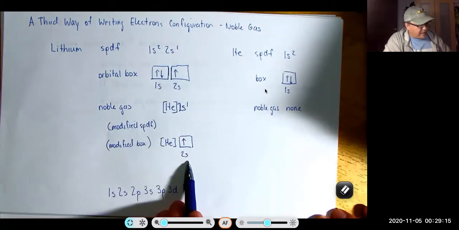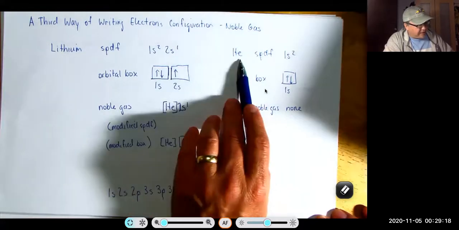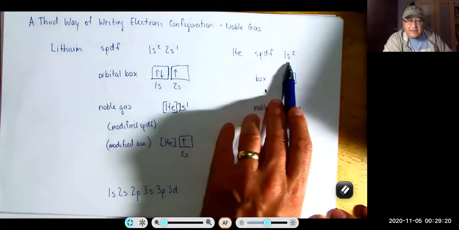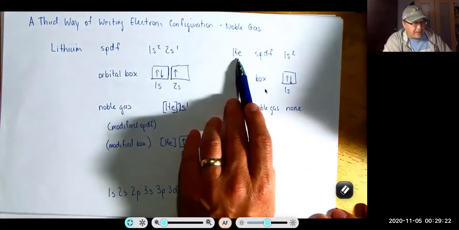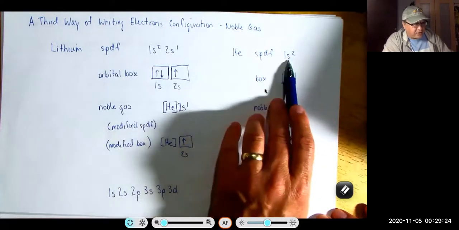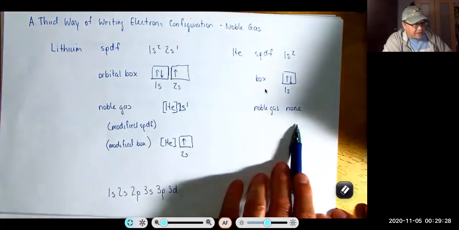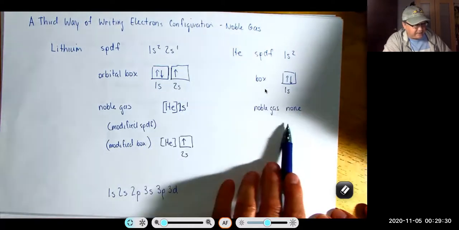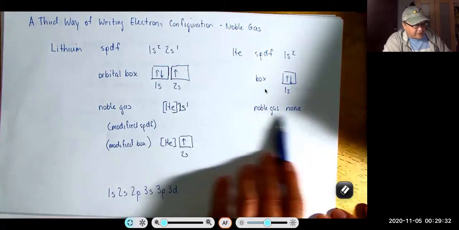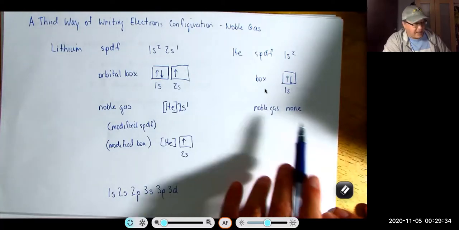Now, if we take a look at helium for the SPDF, it's 1s2. Helium has an atomic number of 2 and 2 electrons. So we can fit both of those into the very first subshell. And the box notation looks like this. There is no noble gas notation for helium because it is a noble gas.